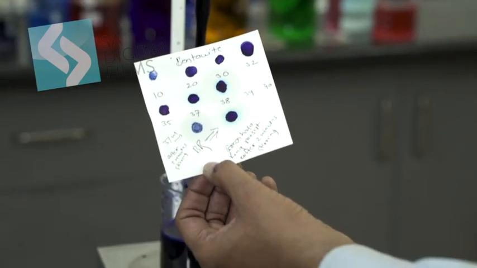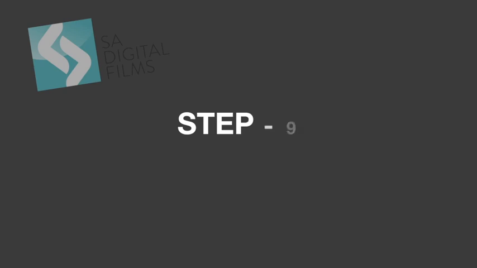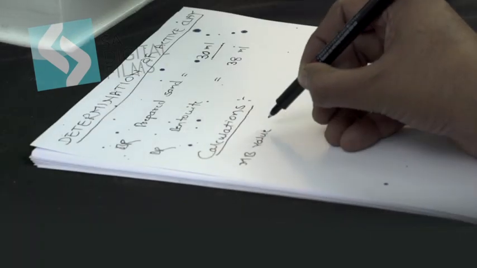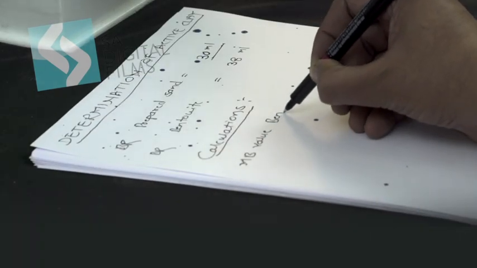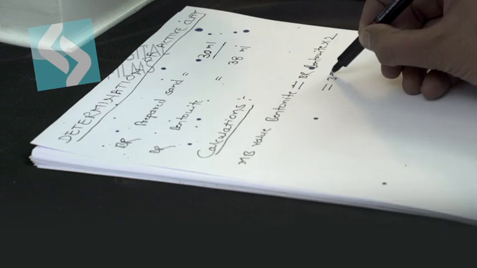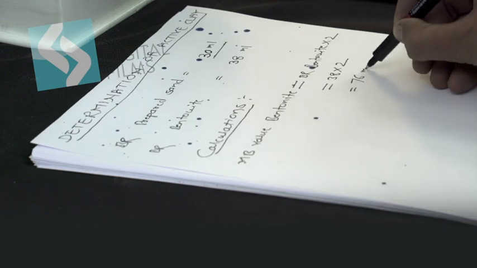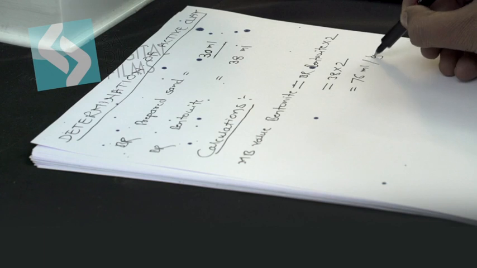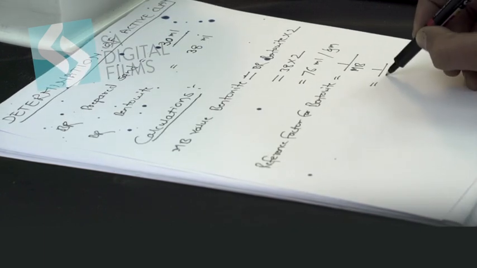Note down this burette reading. Step 9. Note down the volume of methylene blue consumed. Methylene blue value is equal to burette reading for bentonite into 2. Methylene blue reference factor is equal to 1 divided by methylene blue value.